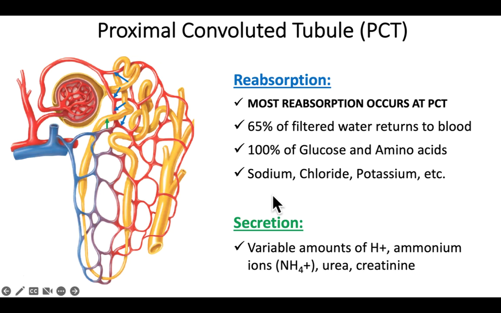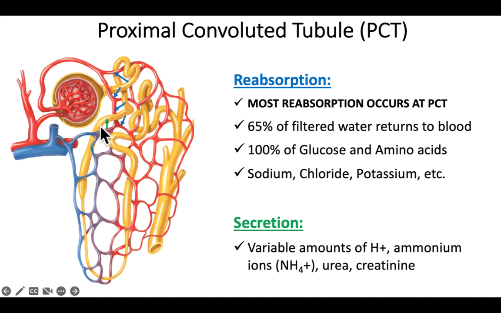So depending on the blood pH, we might secrete hydrogen ions. So remember, hydrogen ions is the measure of pH. The more of these you have, the more acidic. So if your blood is getting a little too acidic, we secrete the hydrogen ions. Now notice secretion's going the other way. We're taking things out of the blood that maybe didn't get filtered, but we needed them to, and we're putting them into the tubule. We also do that with ammonium ions. Urea and creatinine are waste products. So if some of those wastes didn't get filtered, we can at least secrete them into the tubule. So that's the proximal convoluted tubule.